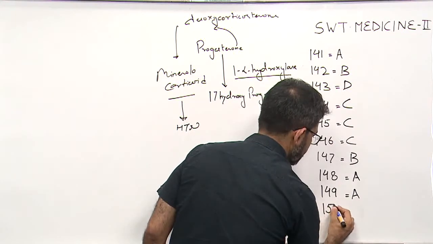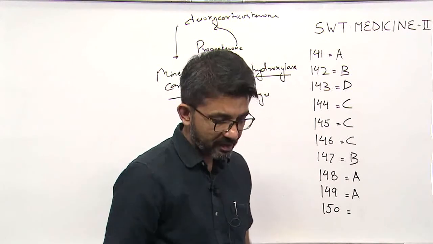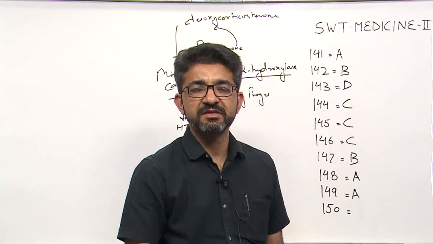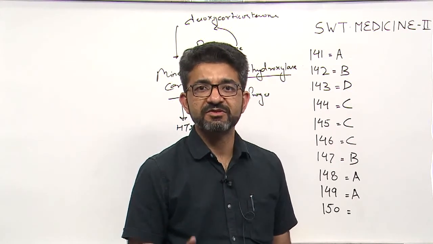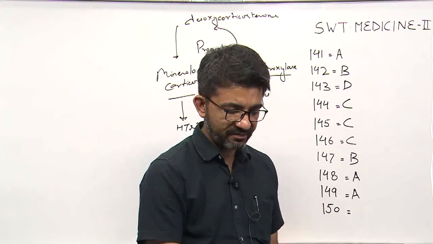Question number 150. Answer is C, TNF alpha. You can remember TNF alpha is a stress response system, and in stress you have insulin resistance, and when you have insulin resistance you have obesity. So, TNF alpha is the answer.